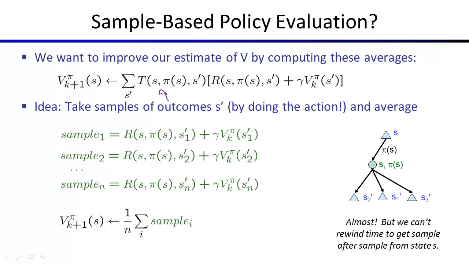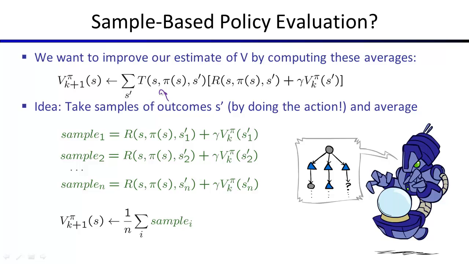Maybe you can rewind time or maybe you can predict the future, but in general, this is not available to you. So the question is, how are you going to compute a sample-based average when you only get one sample? You might think, okay, that's easy, you just average it together. It won't be a very good average.